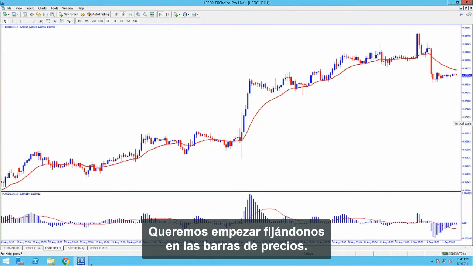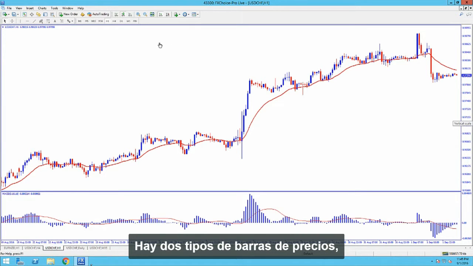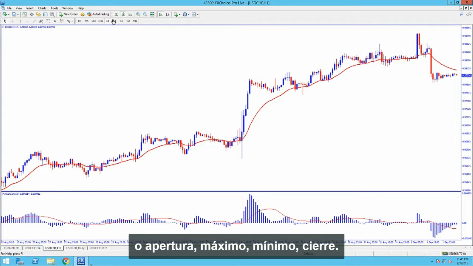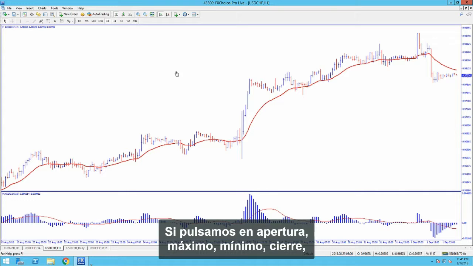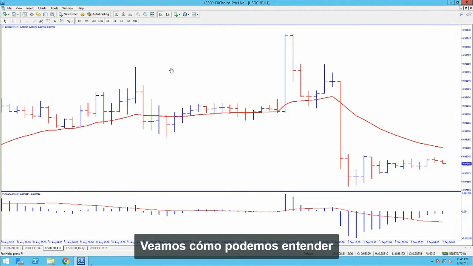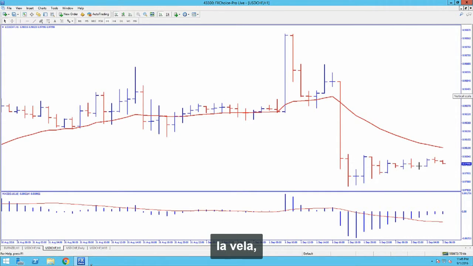We want to start focusing on the price bars. This is a price bar right there. These are price bars, each one of those. Now there's two types of price bars, as we mentioned in our prior video. There is the candle or the open, high, low, close. If we press on the open, high, low, close, this is what you will see. Let's take a look at how to understand the open, high, low, close bar, the candle, and then we'll look at the time zones, time frames.